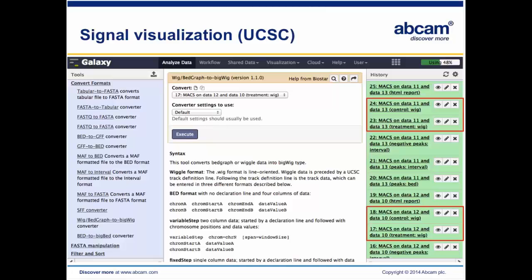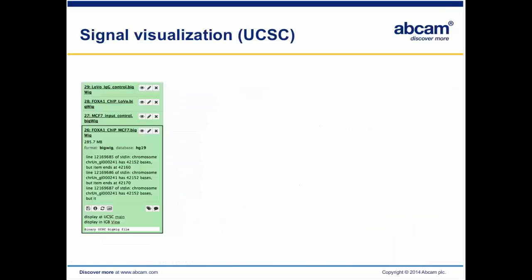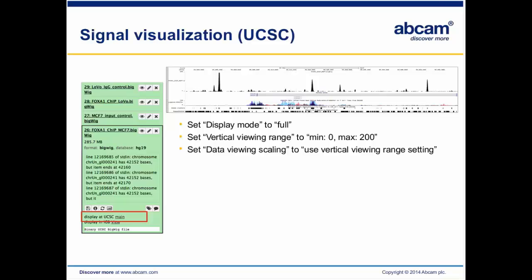So to convert wig files to bigWig, on the left-hand side, click the Wig/BedGraph to bigWig under the Convert Format tab. Then in the middle, choose the wig file you are going to convert and click Execute. After it is done, change the file name to something meaningful and click the name of the file. You will see an option of Display at UCSC main. Then click that. A new tab or window of UCSC Genome Browser will appear.